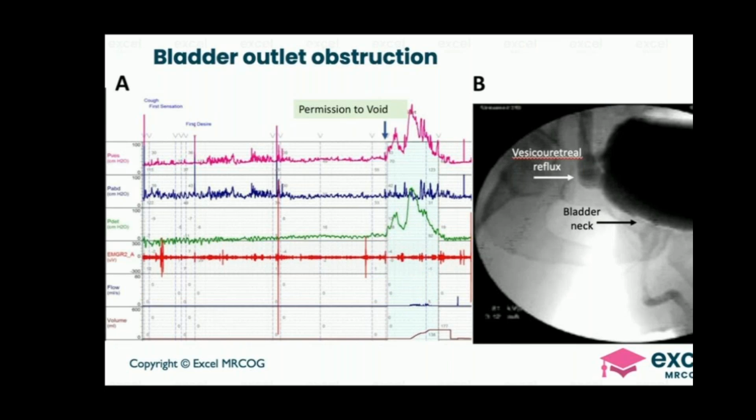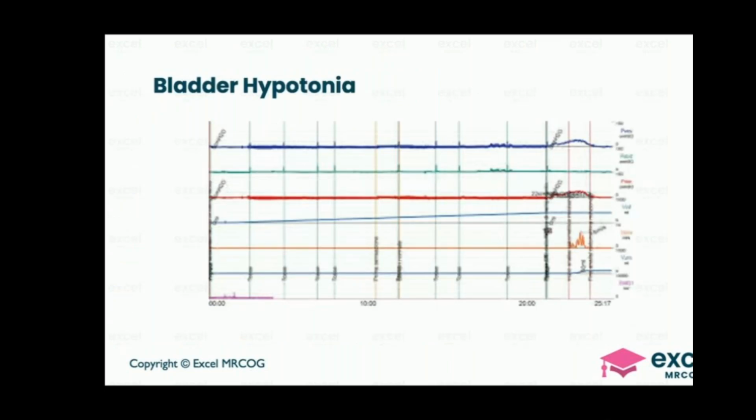Now, this is hypotonia, a similar thing. You will not have a very good flow here if either there is obstruction or the bladder is not contracting well. Can you see this? This is bladder hypotonia, hardly any contraction in the bladder. So this is bladder hypotonia.